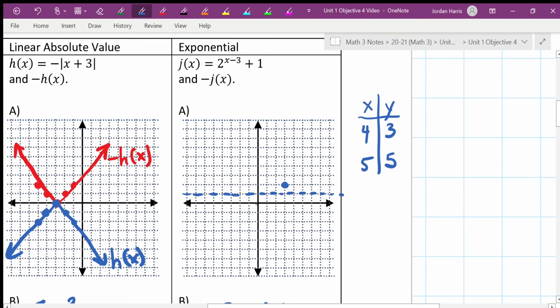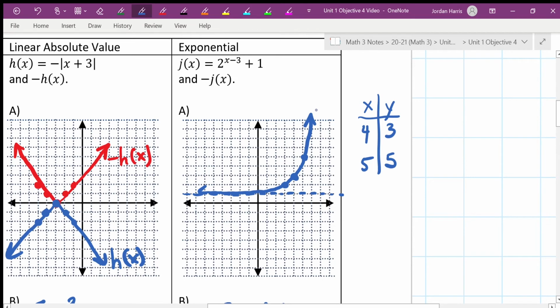So always, when you're making a point, remember, go from the origin. 1, 2, 3, 4, 1, 2, 3, 4, 5. Okay, so it should be peaking on the right and flat, but never crossing the asymptote on the left. There we go.